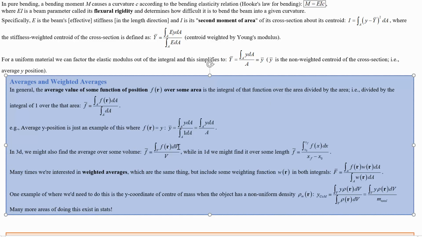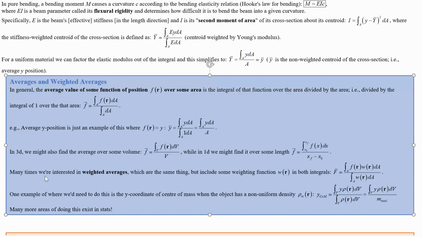In 3D, you wouldn't be dividing by the area and integrating with respect to area. You just do the same thing, but the integral is with respect to volume, and you divide by the volume. In 1D, you could find an average by integrating over some length, some range of x maybe, and then dividing by the total length, the difference between the final x position and the initial x position. So that's one way that you can take an average. These are all technically non-weighted averages.